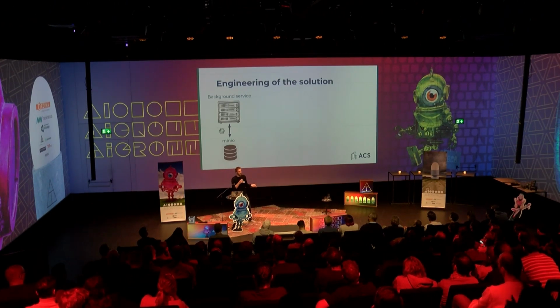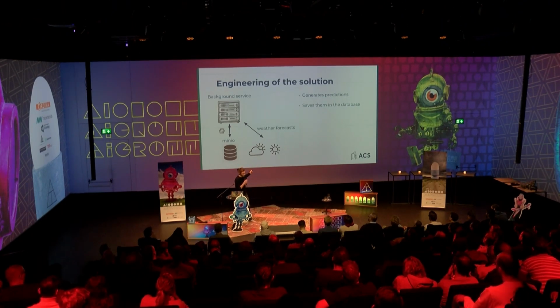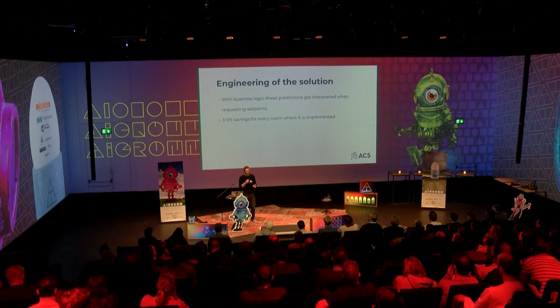So we have a background service. It loads in the ONNX model, we just upload it. It loads in the weather forecasts, and then it generates predictions and saves them in the database. Makes sense? This runs every hour. Okay? And then, as a final step, with business logic, these predictions get interpreted when requesting set points.